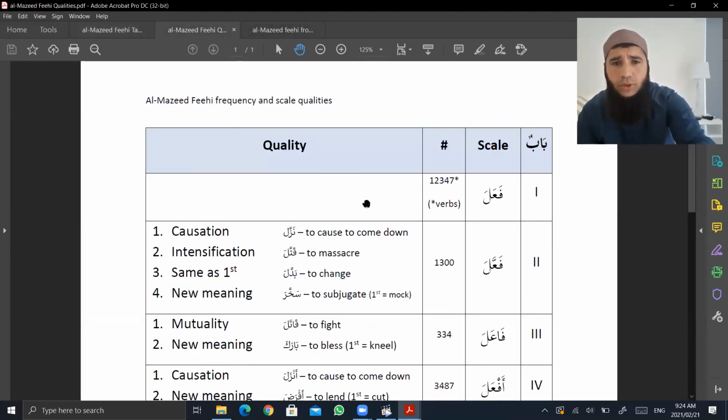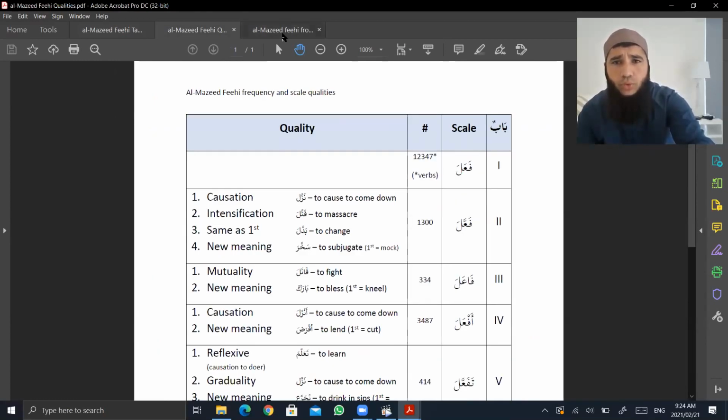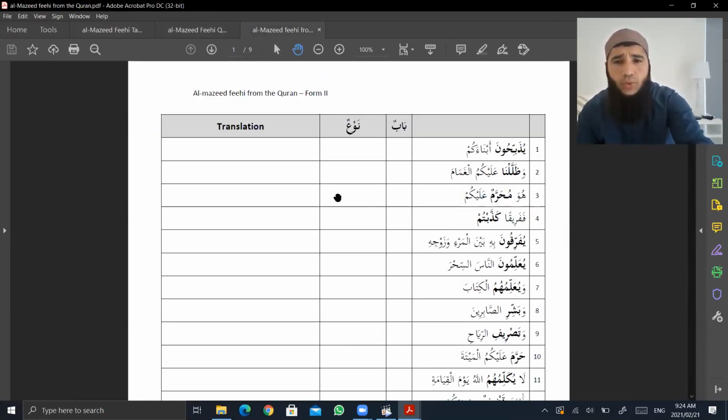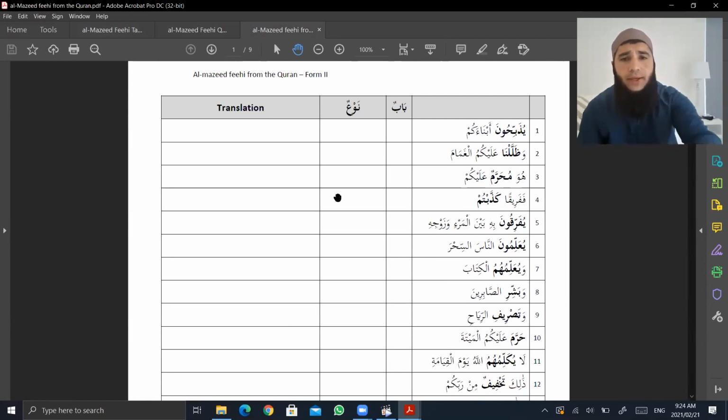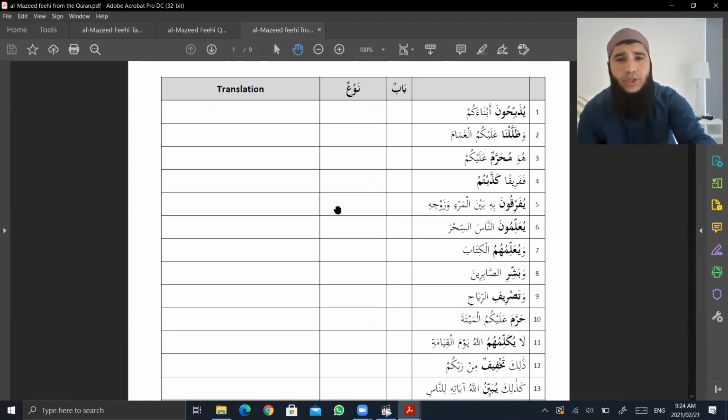We now move on to the homework worksheet that we had, and we'll go through this quickly. Bi'idhnillahi ta'ala. Tell me, are there any questions before we embark on this?